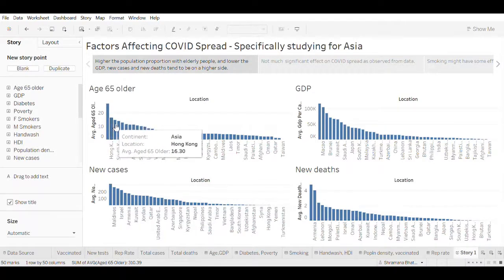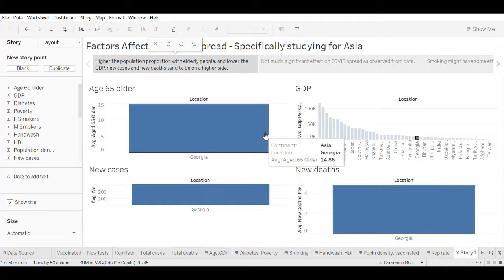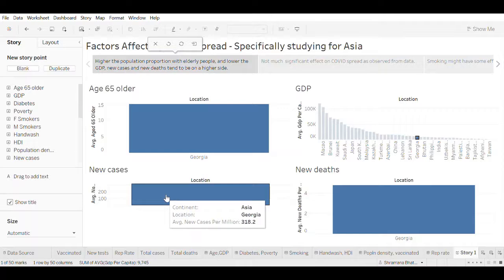Yeah, see, it's in the third position. So it has a high elderly population. Okay, and its GDP is also on the lower side, around 9,000 something. We just found them here. Yeah, right. So if I click here, you'll be able to see the old age population is quite high, third in position, with the highest number of new cases and highest deaths.